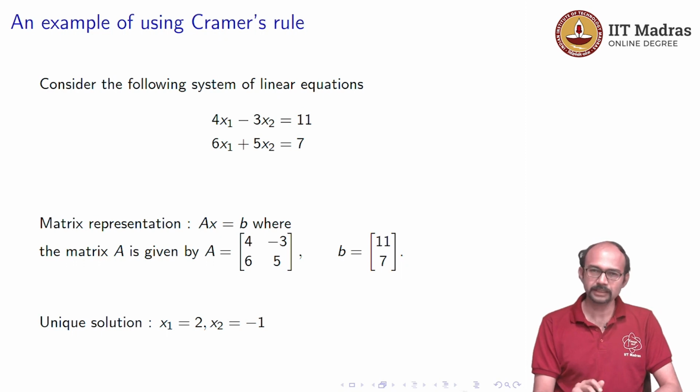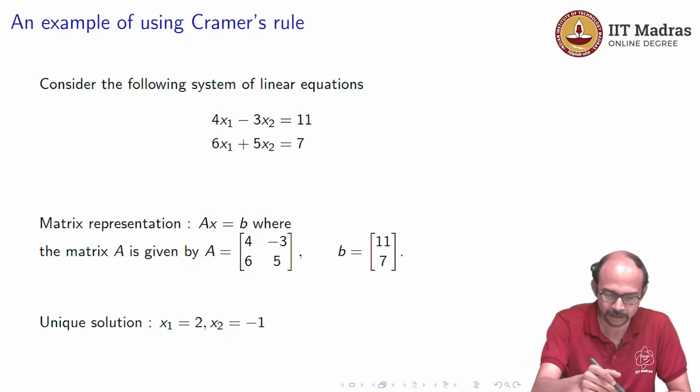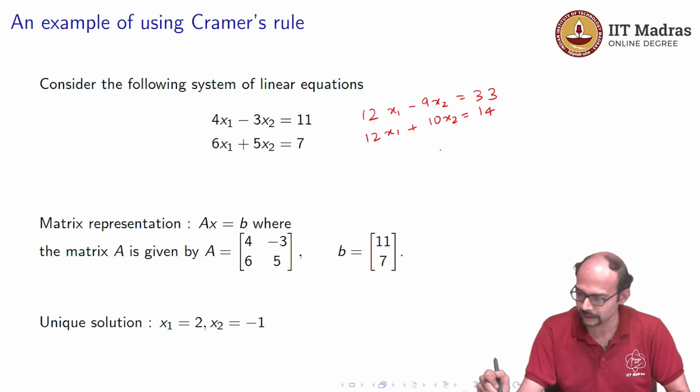So, it is easy to compute this solution. It has a unique solution, x1 is 2 and x2 is minus 1. Let us quickly go through how. So, we can multiply the first one by 3 to get 12x1 minus 9x2 is 33. We can multiply the second one by 2 to get 12x1 plus 10x2 is 14, and then we subtract, let us say, the first one from the second one.